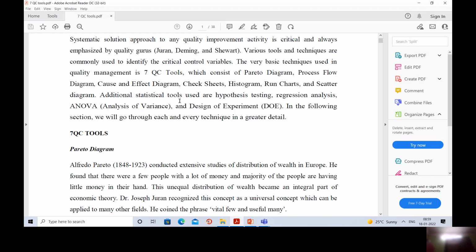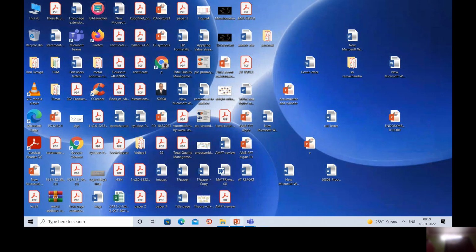And of course, additional statistical tools we will see in the later stages: ANOVA, regression analysis, hypothesis testing. These are all very widely used for quality improvement. Of course, the control chart also we are going to discuss. So now moving on to the cause and effect diagram.